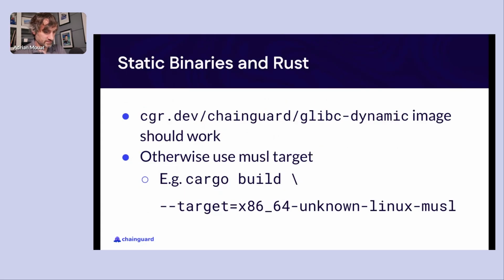Rust. So if you build binaries with Rust, try the glibc dynamic image. I think that should work for the majority of cases, because your Rust binary should only link against libraries like those. If it doesn't work, there is a target you can pass to cargo to tell it to compile against musl. So if you do cargo build and use a target like this, you will end up with a completely static binary.